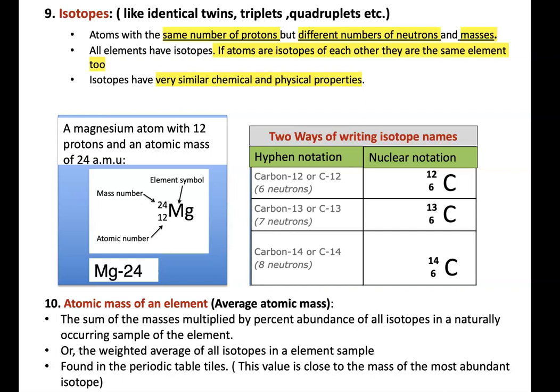Again, the average atomic mass of the element is the one that's found on the periodic table, and this value is close to the mass of the most abundant isotope because this is the weighted average.